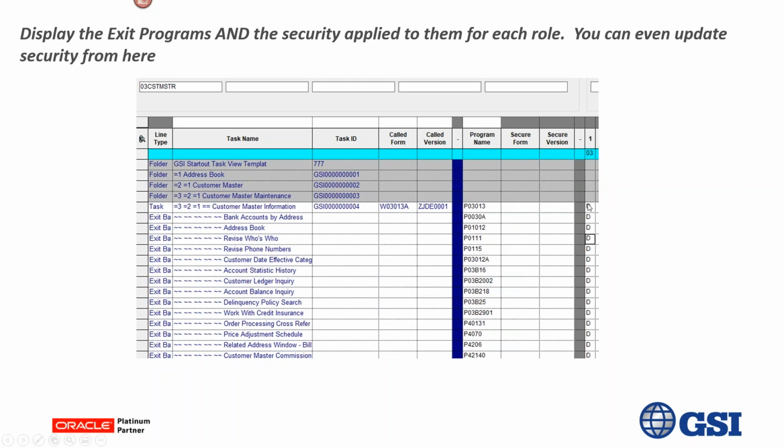We can also load the 950 security. It gives you a shorthand flag here. A D means it has full access. So if you look in here and see, for example, that they have access to revised phone numbers and you don't want them to, you can change that flag from a D to an I and make it inquiry. Once you hit update, that role will only have inquiry access to the revised Who's Who.